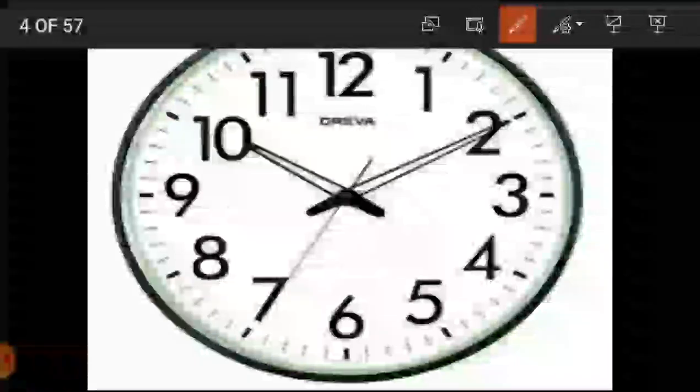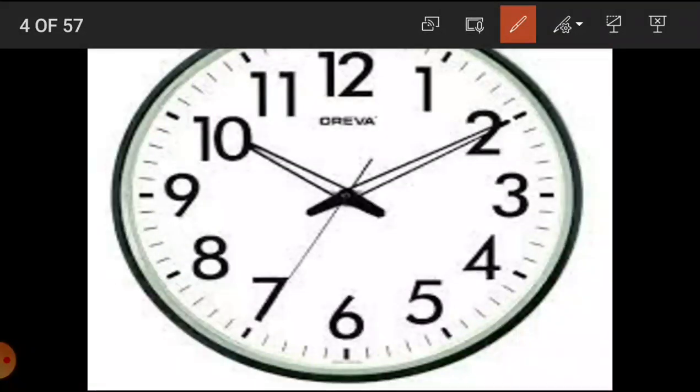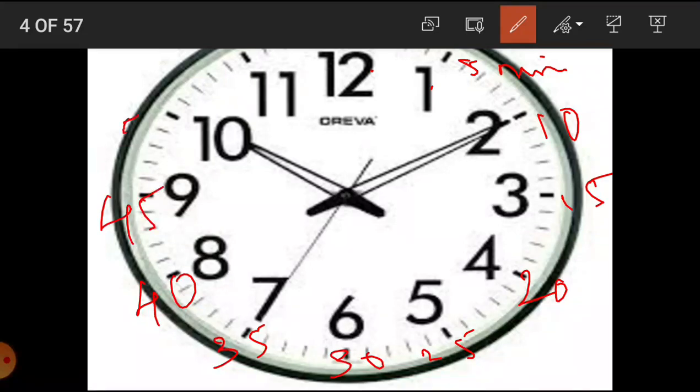We have studied that in an hour, in a clock, you have 60 minutes. And for 60 minutes, after every number there is a difference of 5. So you have studied there is 5, 10, 15, 20, 25, 30, 35, 40, 45, 50, 55 and 60. So after 60 minutes it makes an hour. Also we have studied the concept of quarter past, quarter to and half past.